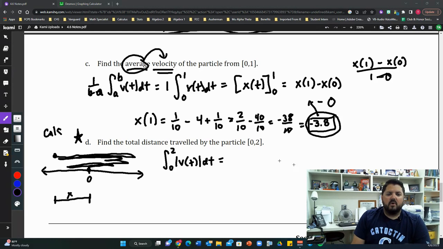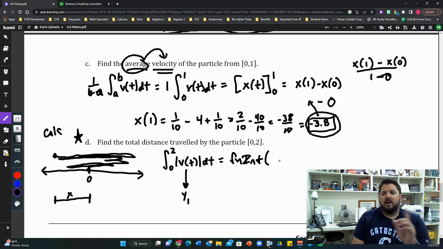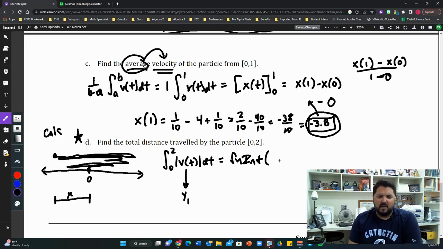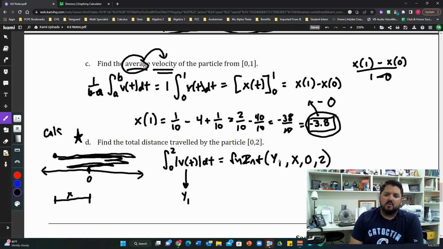So this would be another one where I'm going to take my velocity function and store it into y1. And then, again, with older calculators, you're going to actually create this on your screen. We go to math option 9, which is fnInt, and then we're going to tell it where the function is, what variable we are integrating with respect to, and then we're going to go from 0 to 2. So when I punch this into y1, I'm actually going to put the absolute value bars around it. That way I don't have to worry about doing it twice.